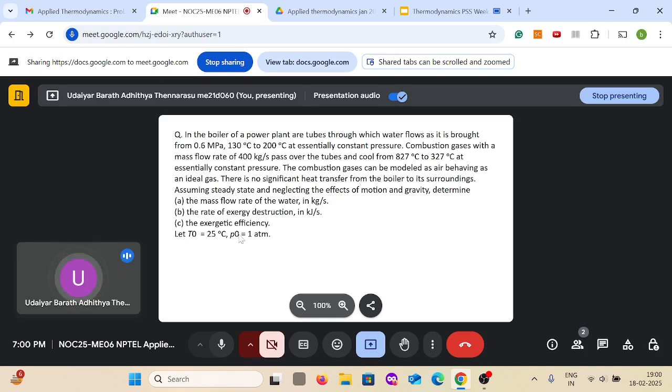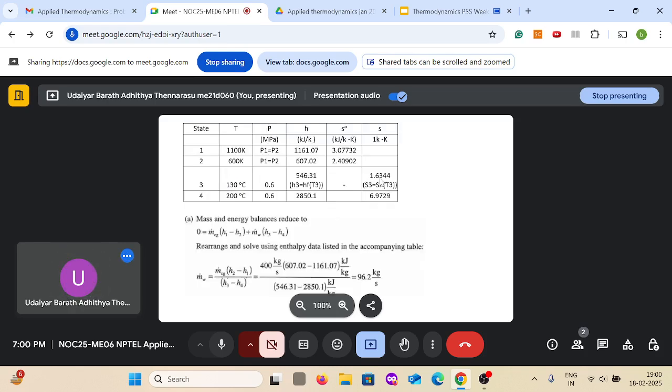So T naught is 25 degrees Celsius and P naught. So this is basically a boiler, it's a water tube boiler. So you have water flowing across the tubes, and it's a combustion gas which is flowing above these tubes, and these are heating the water which are there inside the tube. So they are converting it to steam. So this water is at 6 bar and it is heated from 130 degrees Celsius to 200 degrees Celsius, and in the process the air is getting cooled from 827 to 327 degrees Celsius. So we will see how to solve this.